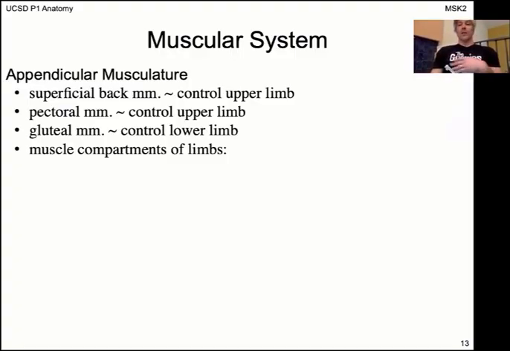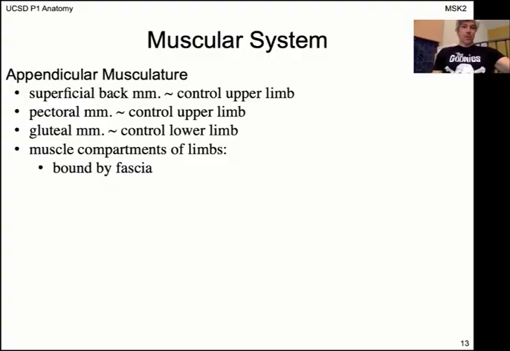Then on the front side of the trunk, there's a pectoral region with muscles that also control the upper limb. Down low on the back side of the pelvis, there's a gluteal region that controls the lower limb. And then beyond these regions, so superficial back, pectoral region, gluteal region, most of the rest of the limb muscles are organized into compartments. Okay, and the concept of a compartment is really important clinically, as we'll discuss later.